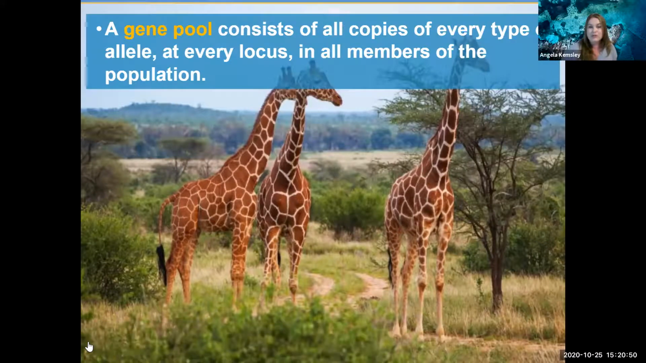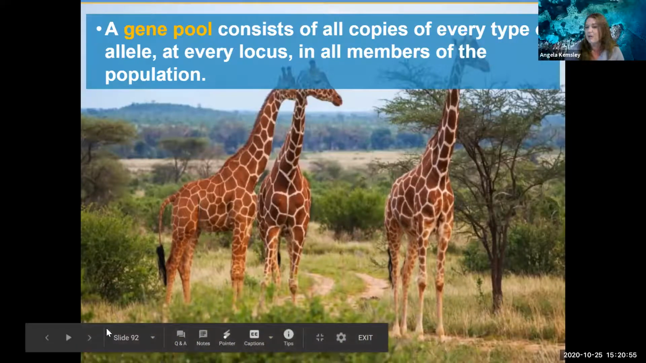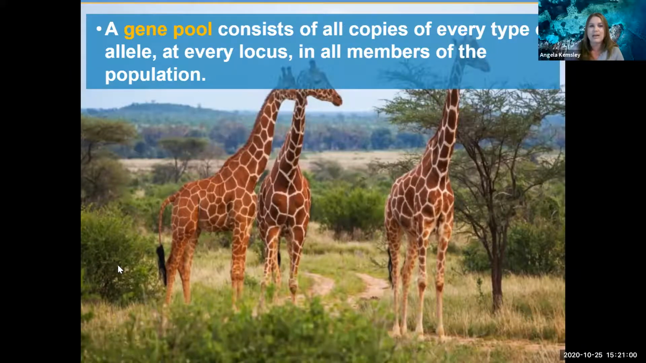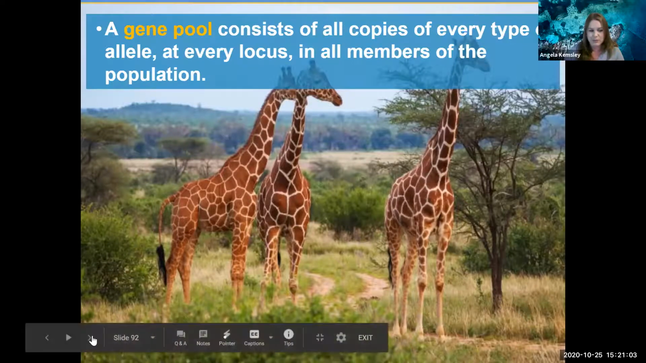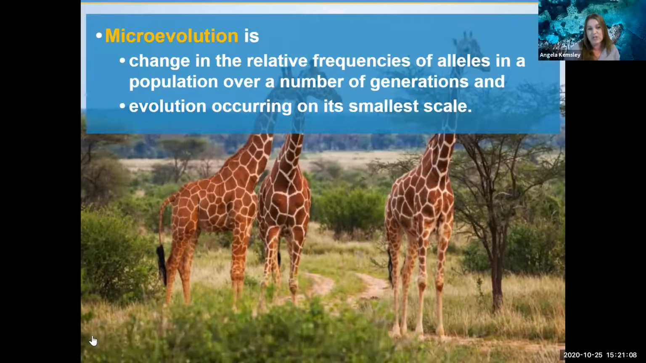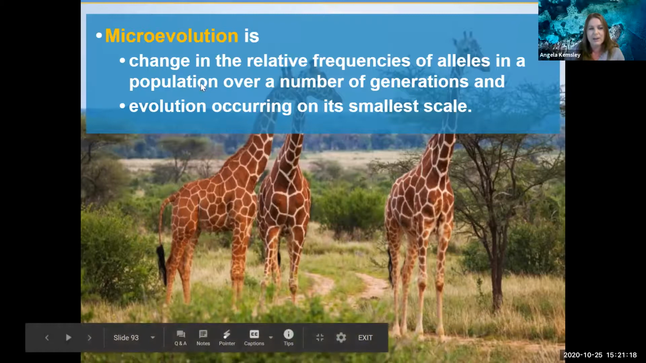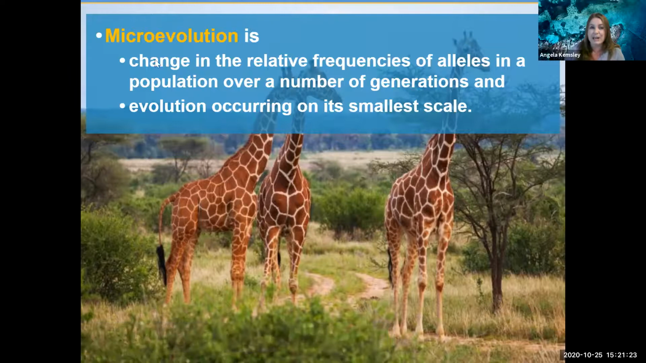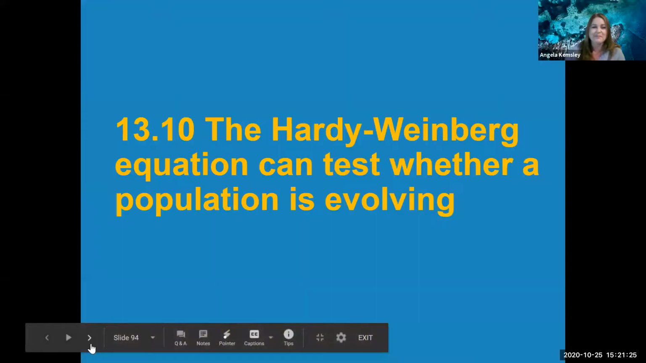Another vocab word for you: the gene pool. The gene pool consists of all copies of every type of allele at every locus in all members of the population. So we're basically talking about all the genes that exist in a population. That's the gene pool. And then microevolution. Microevolution is a change in the relative frequencies of alleles in a population over a number of generations, and it's evolution occurring on its smallest scale. So the key word here is population. Microevolution is basically when we're talking about evolution on the scale of the population.